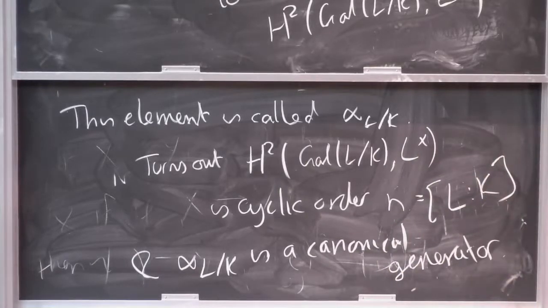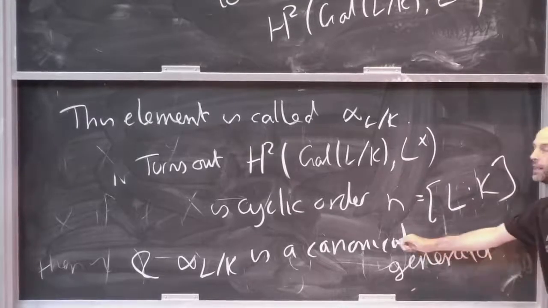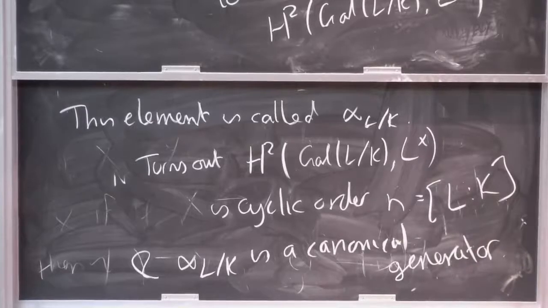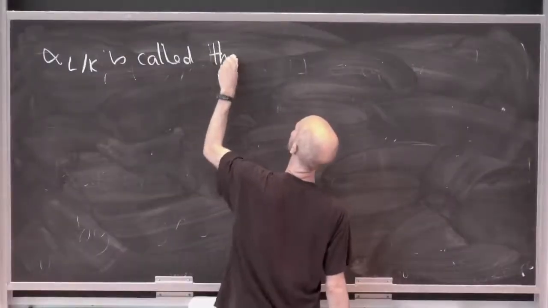So alpha L over K, which has just kind of dropped out of the sky, is some random thing, and it turns out to be the most... When you start talking about class field theory in terms of cohomology, it turns out to be somehow the fundamental construction, the fundamental object, which is going to prove all the theorems for you. So alpha L over K is called somehow the fundamental class.